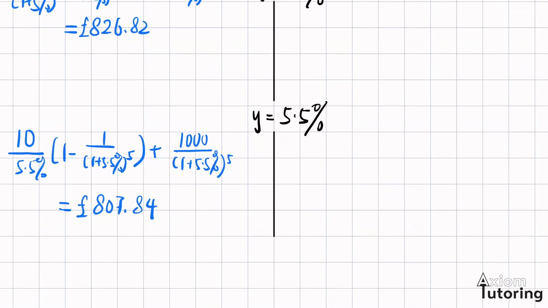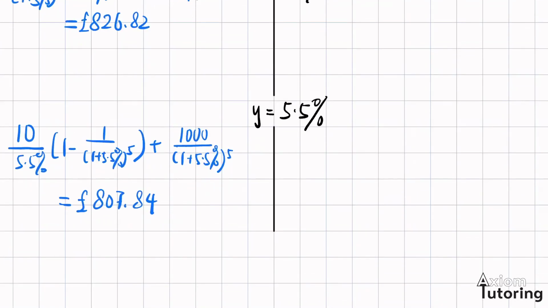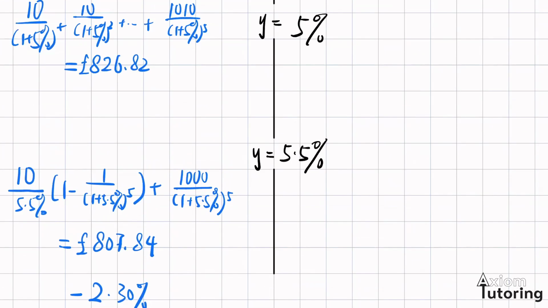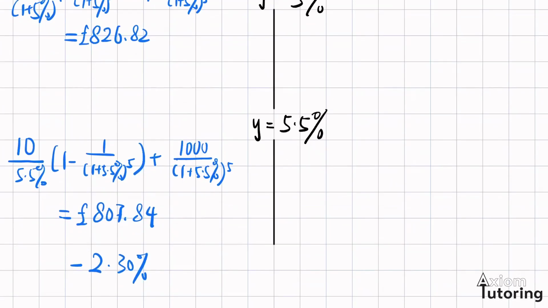And we can calculate the relative change as a percentage here. So you can use the new price minus the old price and divide it by the old price, which should give you a change of 2.3% in the price. Okay, so basically, if we increase the yield by 0.5%, the price is going to drop by 2.3%.